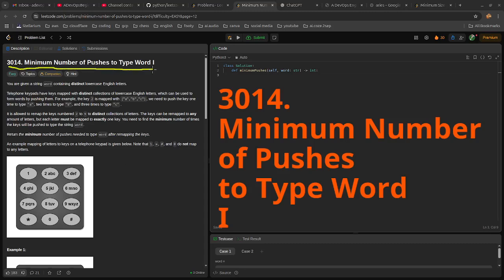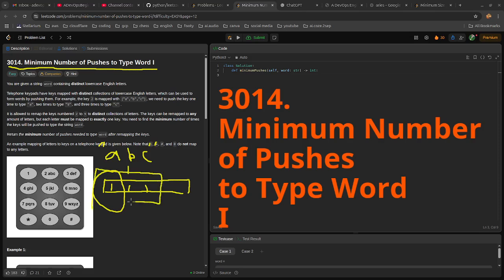Leetcode easy problem 3014, Minimum Number of Pushes to Type Word I. So given a string, say ABC, imagine if we can count the frequency of each of all the characters, and for those characters that have higher frequency, we put them first, so we can push them only once to get that character.